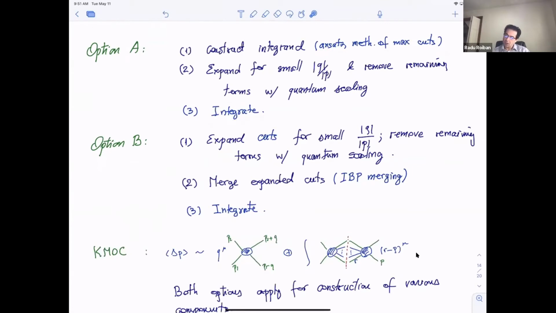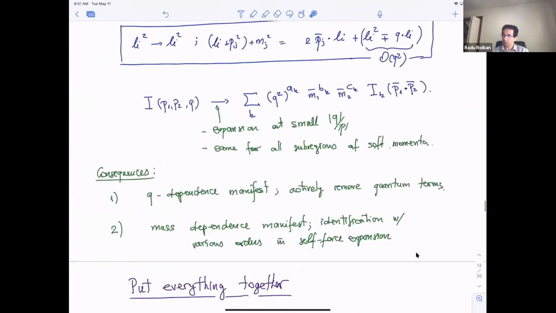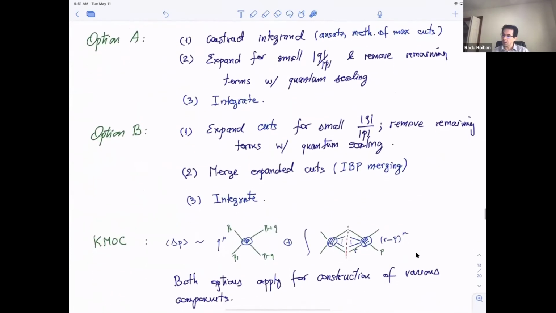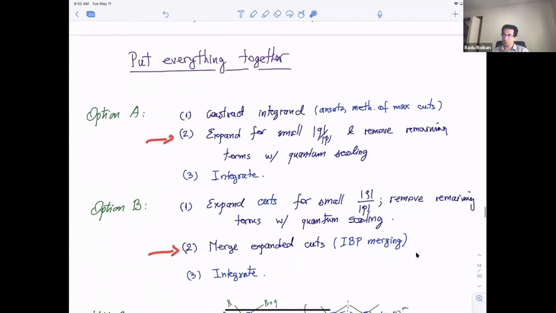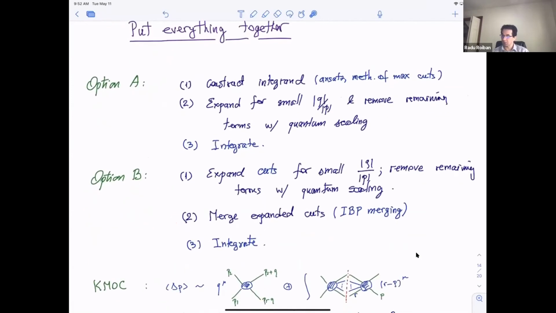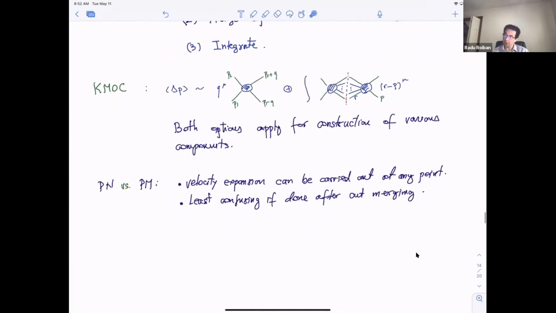That's option 1. Option B, or option 2, is you just at the level of cuts expand them as described here. And at that stage, remove all the quantum terms, and then take the result of this expansion and merge the expanded cuts via IBP merging, and then integrate the result. Already at step 2, one can compare these two approaches, and perhaps not surprisingly, with the same choice of master integrals, they do agree. They should agree, and they do agree.